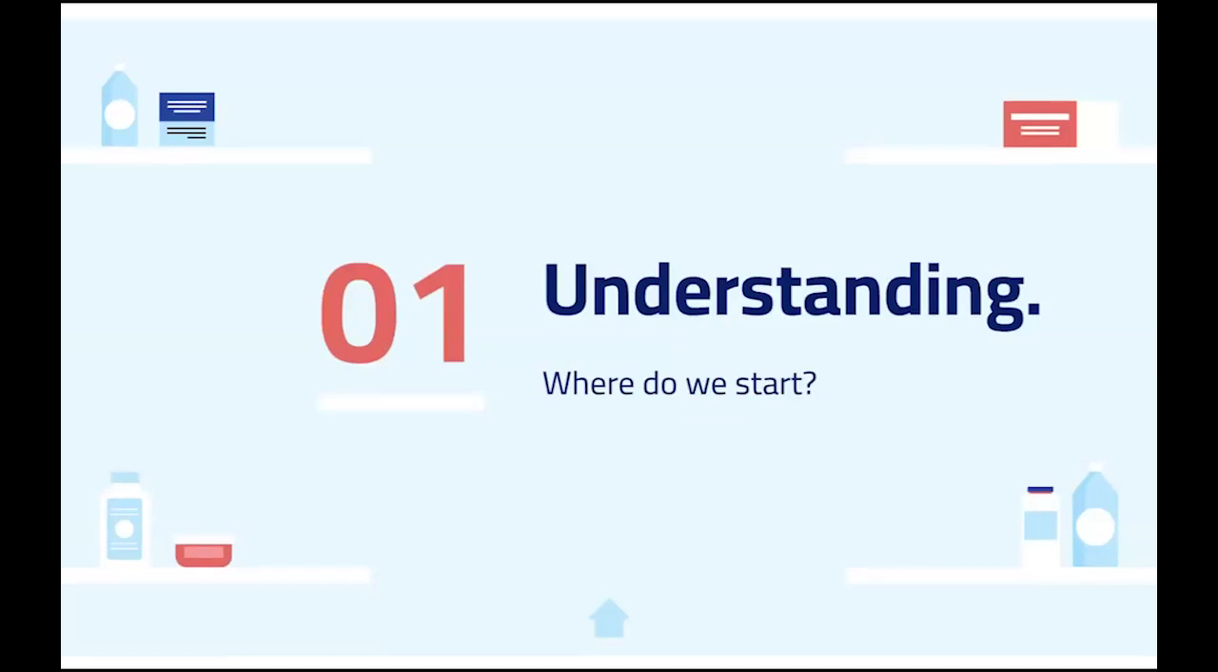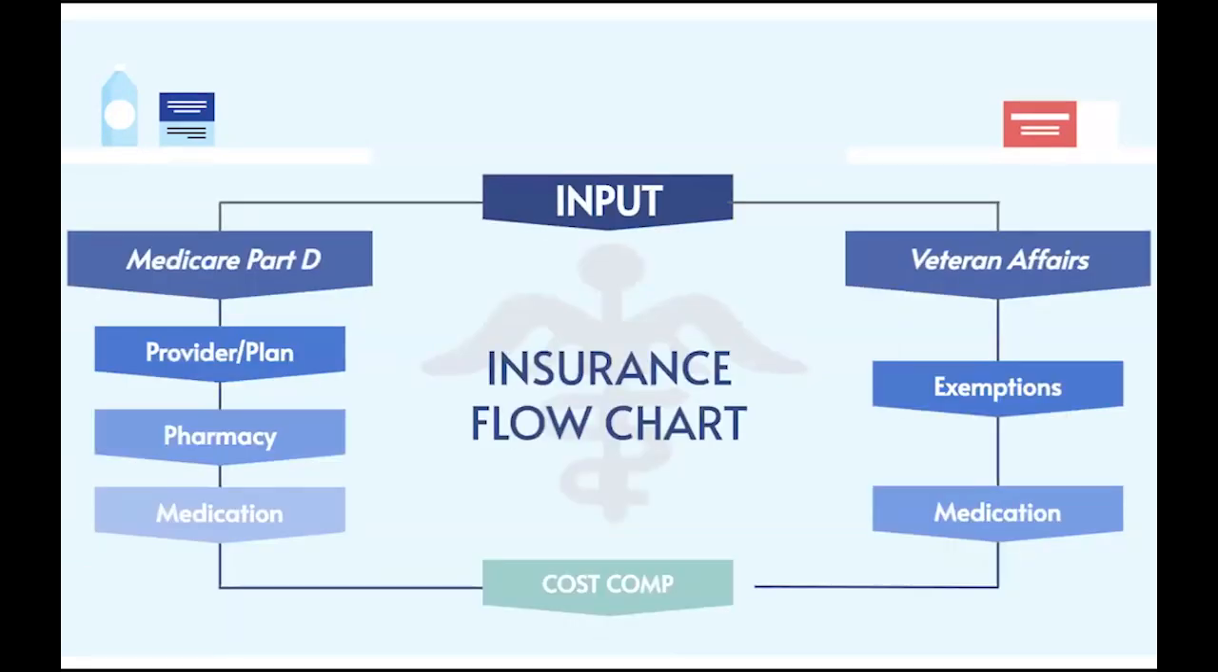Thanks, Catherine. So our first couple of days were spent understanding insurance. We learned that there are many different factors that can affect the price of drugs. This simple flowchart shows the most important factors in price calculation. Each one of these makes a big contribution to the final price calculation of an individual drug. So for Medicare Part D, as you can see, the provider plan and pharmacy are really important. And for VA, we use the drug exemption and the exemption status and then the different drugs. And then we compare these two prices to see which one's cheaper.